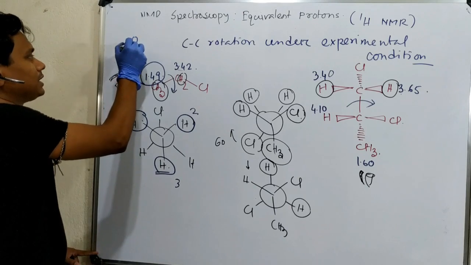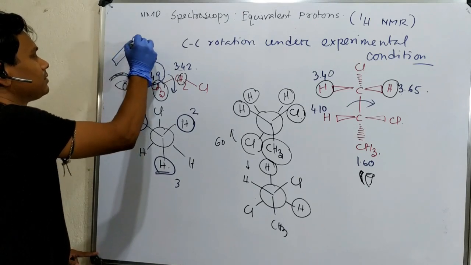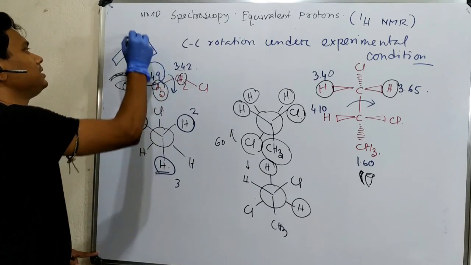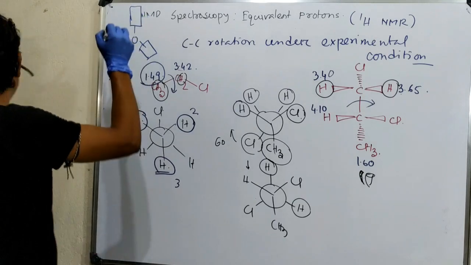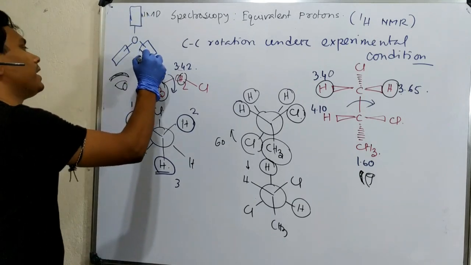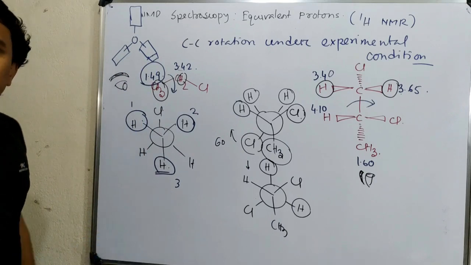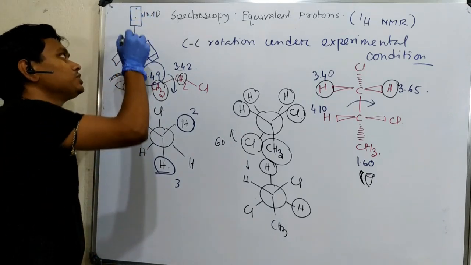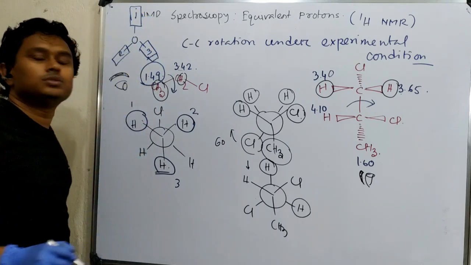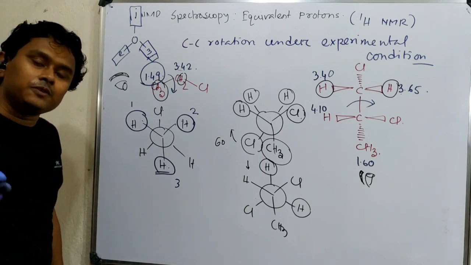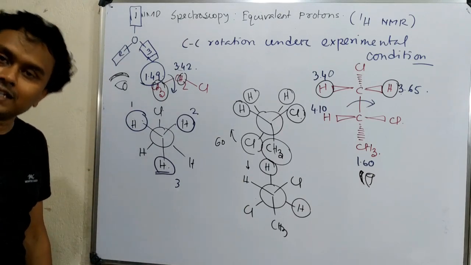For example, you can consider a ceiling fan. So if you consider a ceiling fan, now when it is rotating, can you distinguish blade number 1, 2 or 3? Not possible. But if you freeze the rotation, then it is possible.